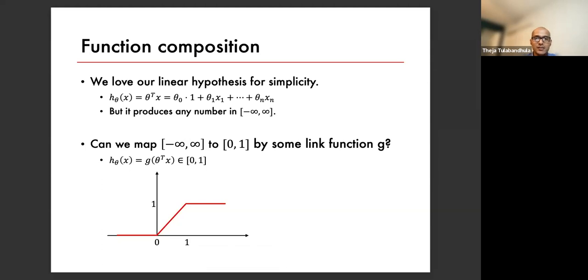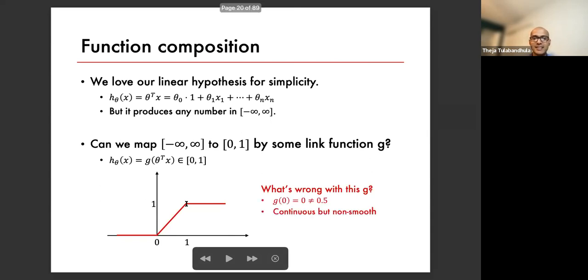So what is the purpose of this g function? It's just ensuring that irrespective of whatever the input is, the output is between 0 and 1. It's like some sort of clipping or thresholding going on, right? That's not exactly the function that we'll use, but this is the type of idea that we'll use to define the logistic regression model.